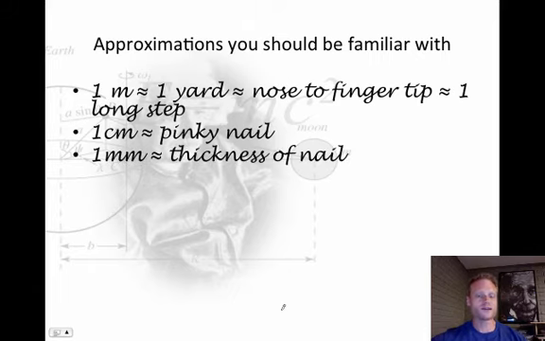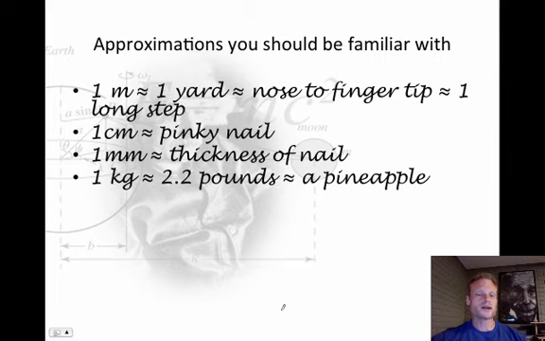1 millimeter is about the thickness of a nail. Okay, so if you look at your nail and how thick it is, that's about what 1 millimeter is. 1 kilogram is equal to about 2.2 pounds. And if you can imagine holding a pineapple, I don't know how often you hold pineapples, but if you do hold a pineapple, it's about that.